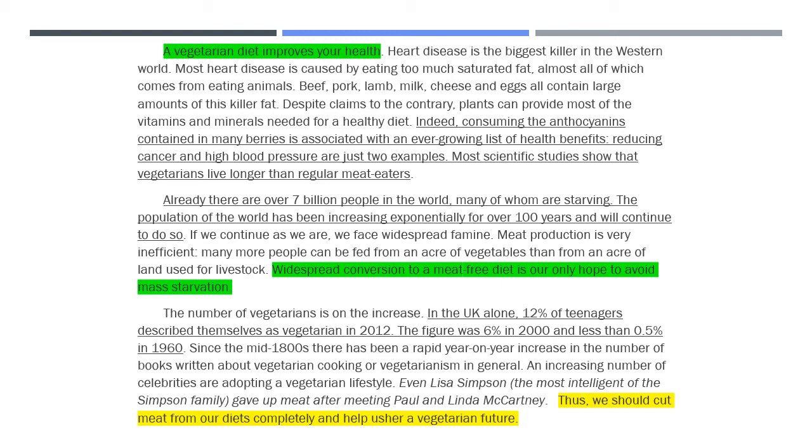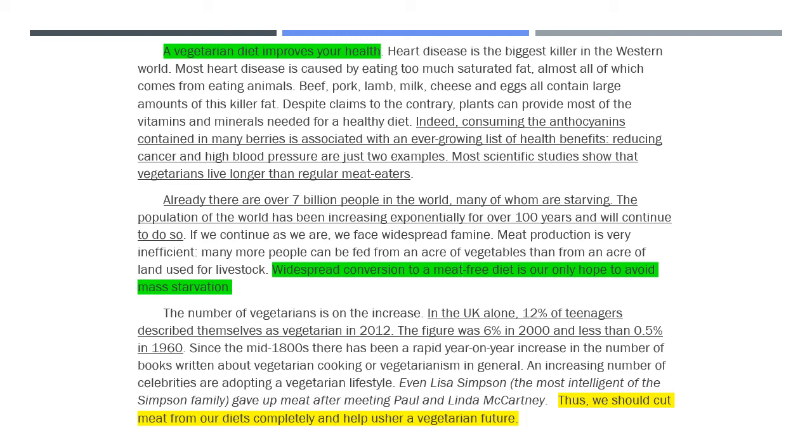Everything I've highlighted in green is an intermediate conclusion, a topic sentence, a reason so big it could be its own essay. So for example, if you look at this top paragraph on this second page, a vegetarian diet improves your health. So even though there's no indicator, that's clearly going to be the focus of that paragraph. And ask yourself, could that be an entire essay? Could I write an entire essay on how a vegetarian diet improves health? Yes, that's an intermediate conclusion.